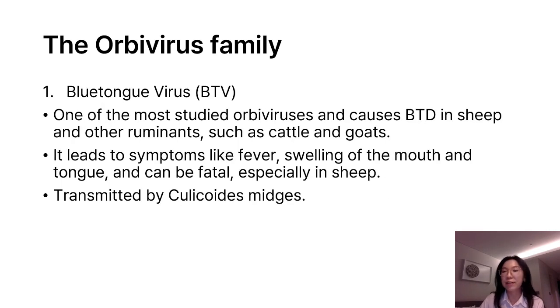The first of the orbivirus family is the bluetongue virus. It is one of the most studied orbiviruses and causes bluetongue in sheep and other ruminants such as cattle and goats. It leads to symptoms like fever, swelling of the mouth and tongue, and can be fatal, especially in sheep, and is transmitted by culicoid midges.